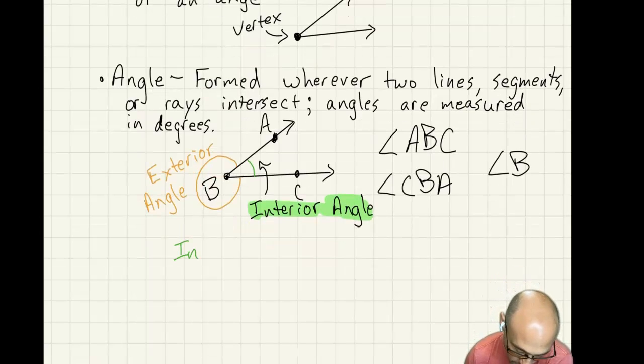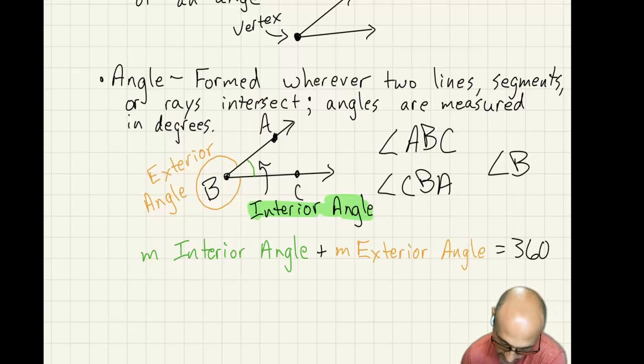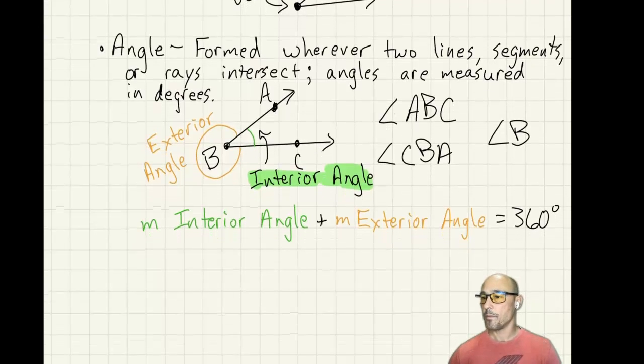So if we do the measure of an interior angle plus the measure of an exterior angle, the total will equal 360 degrees. Always, always, always true. All right.